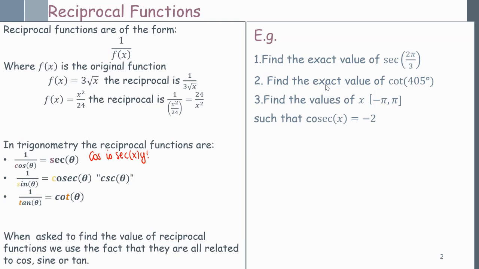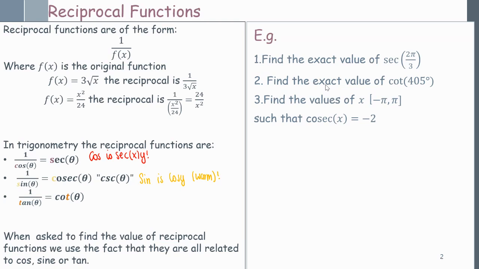Now in trig, the reciprocal functions are: sec theta is what we call 1 over cos, and I remind myself of this by saying cos is super sexy, or you could think about cos goes with sec because cos starts with C and sec starts with an S.